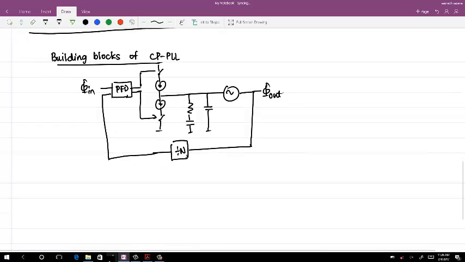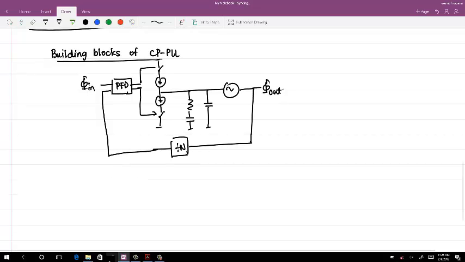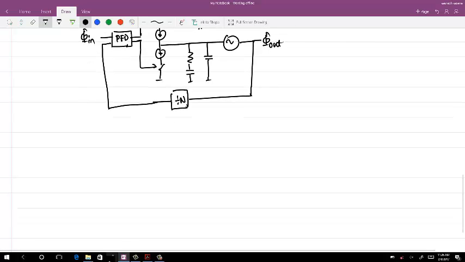So I hope everyone recalls that. We went into the noise analysis and everything at this block. So this one is a type 2 order 3 PLL. The first building block which we look at is the phase frequency detector.